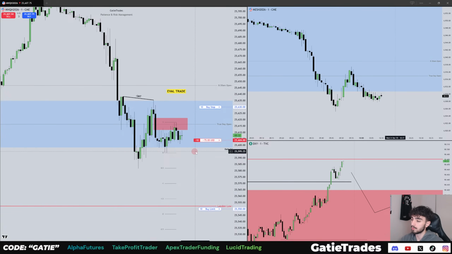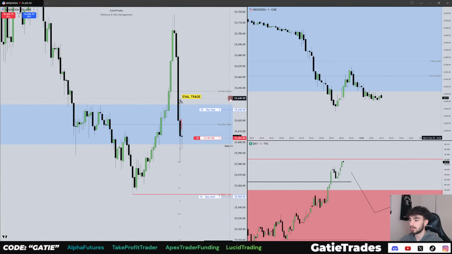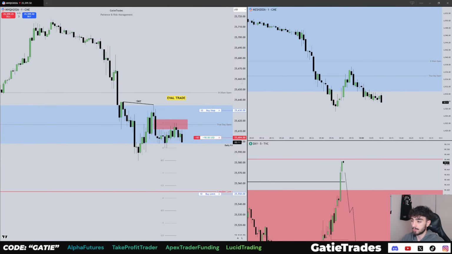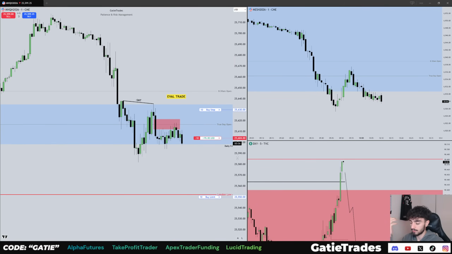We could just hold, and then it's either, like I said, the narrative is simple. It's London low before the 15-minute gap. If it hits the 15-minute gap first, we get stopped out. If it hits London low first, we hit TP on eval. Should I just risk it? Like, it's not that serious to me. See if we get a mitigation block here.